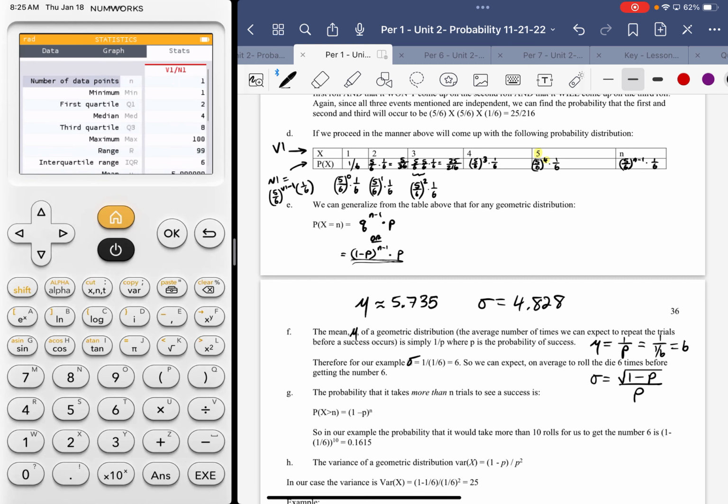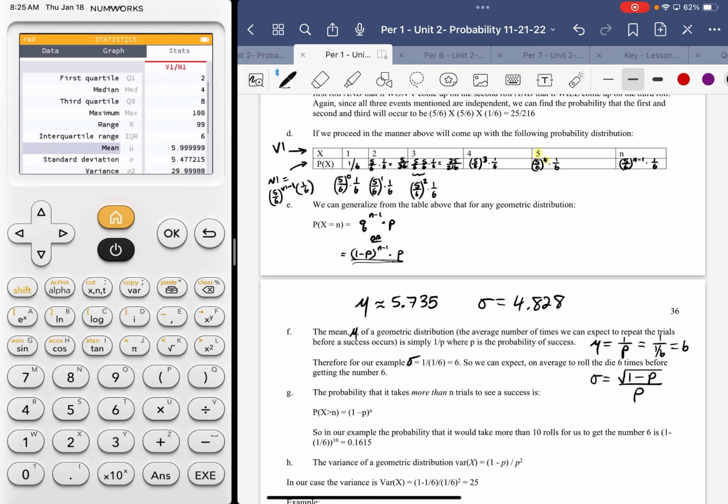So go to stats, and now you can see that the mean is much, much closer. All right? So this is when n is equal to 25. When n is equal to 100, mu is approximately 6, and sigma is approximately 5. Well, I would probably round that to 5.5, but it's 5.477.